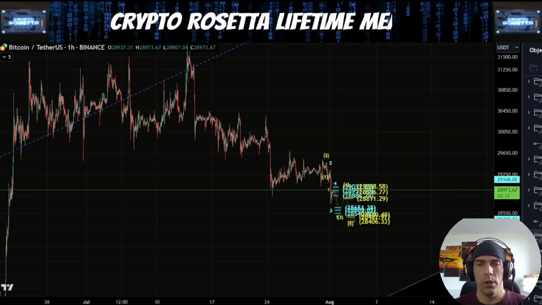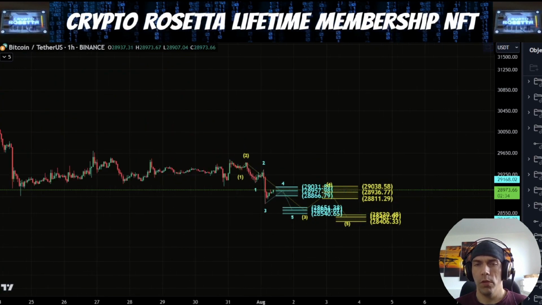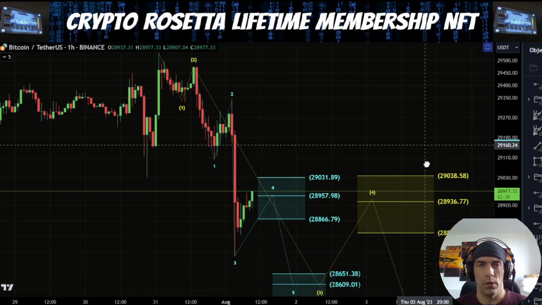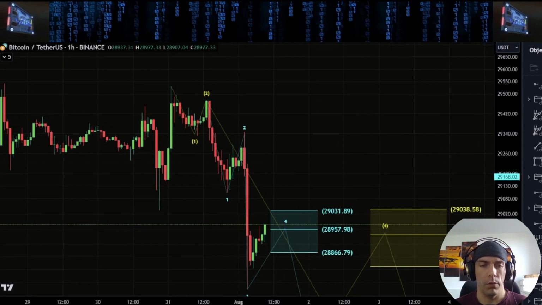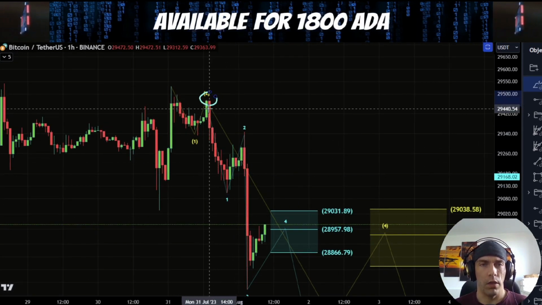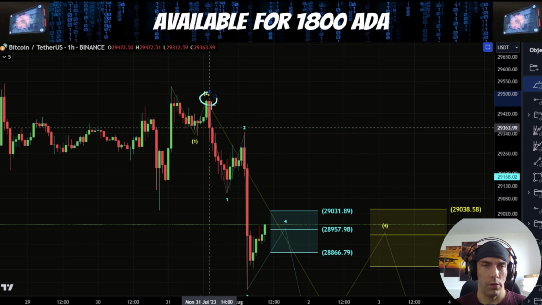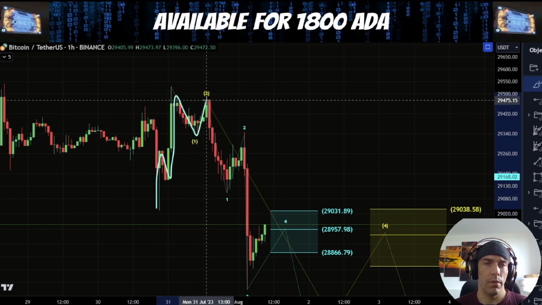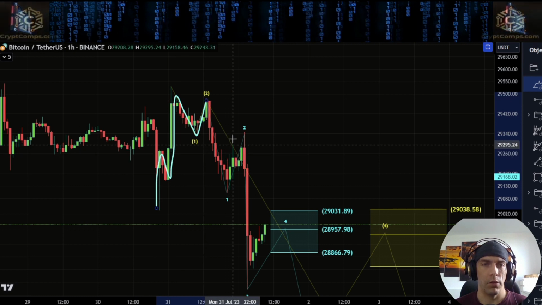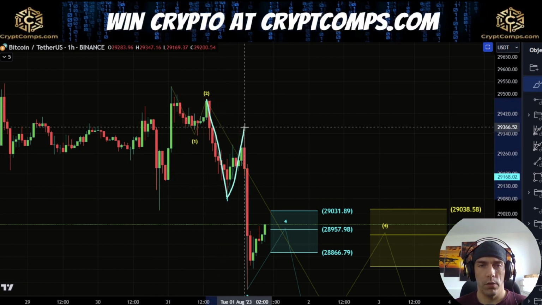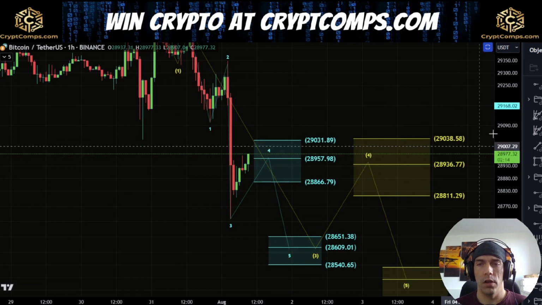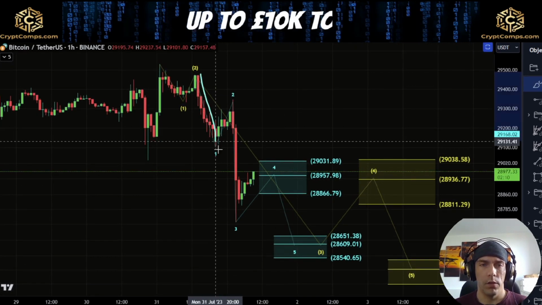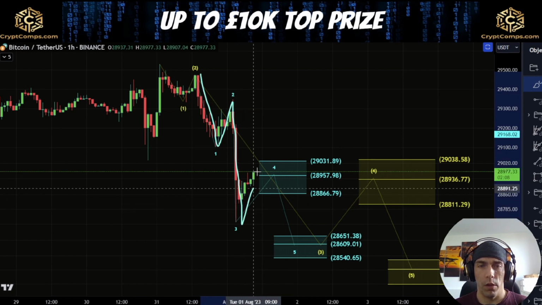If we are looking at the internals of this move to the downside, what we could say is that I've got this marked out in two ways. So the blue count would be if we are looking at this as either a triangle completed into this high over here, or alternatively this is 1, 2, 3, 4, 5, looking to complete that as a flat correction. So the blue count is the one that I'm most interested in at the moment, and what I'm looking for here is the potential that this could be 1, 2, 3, 4, and 5.